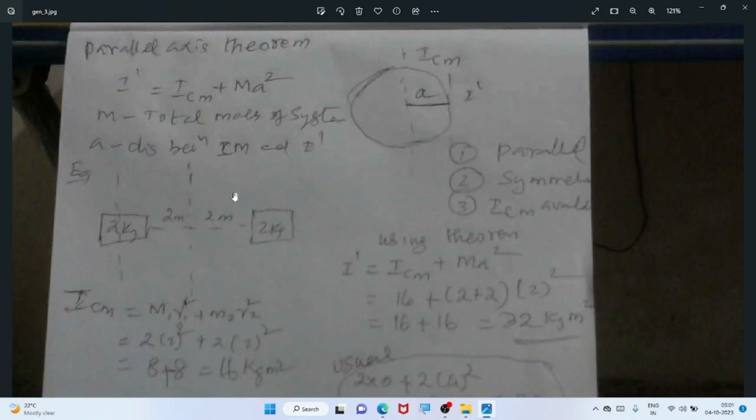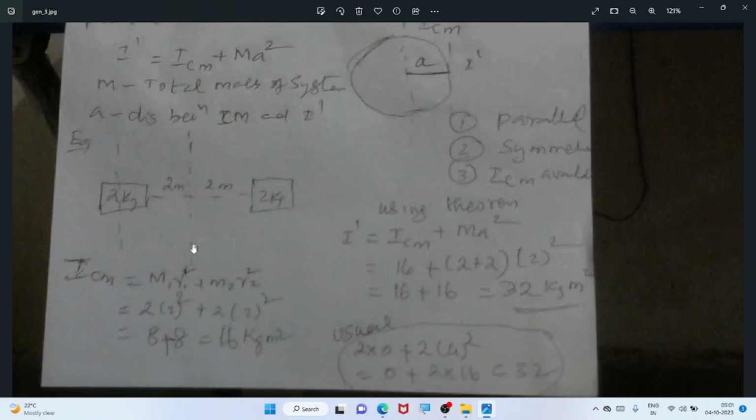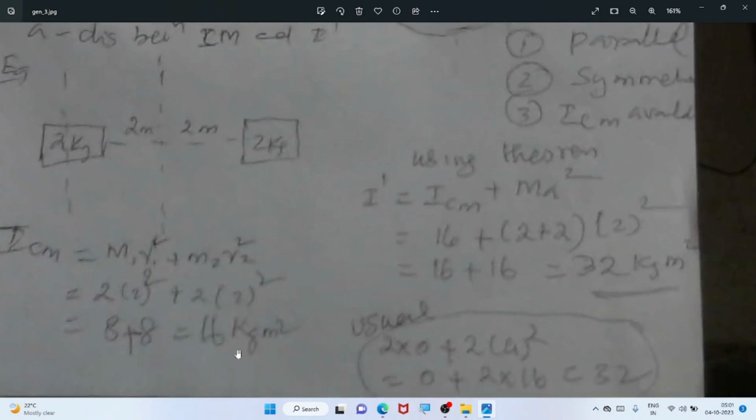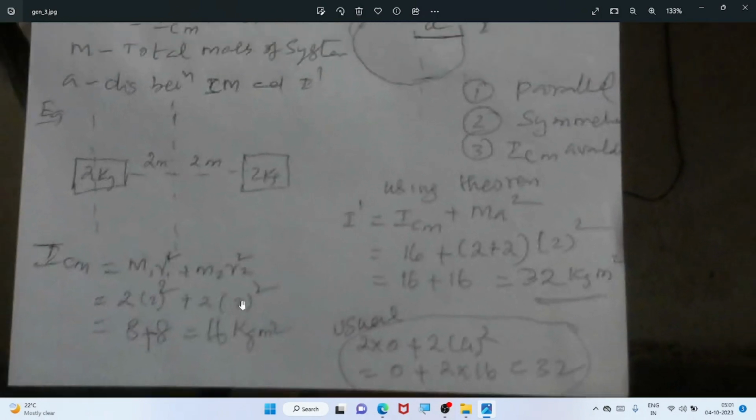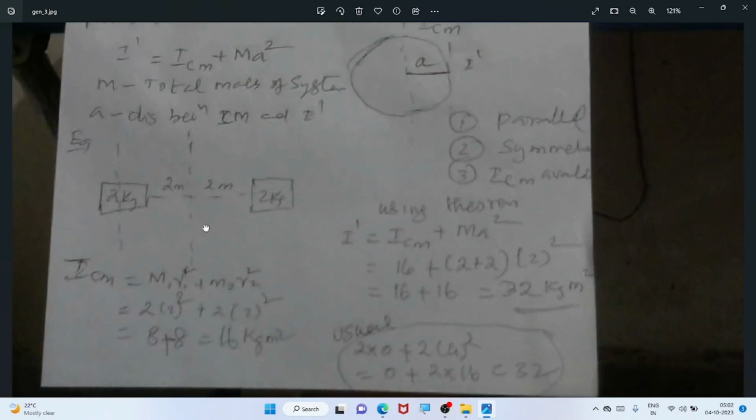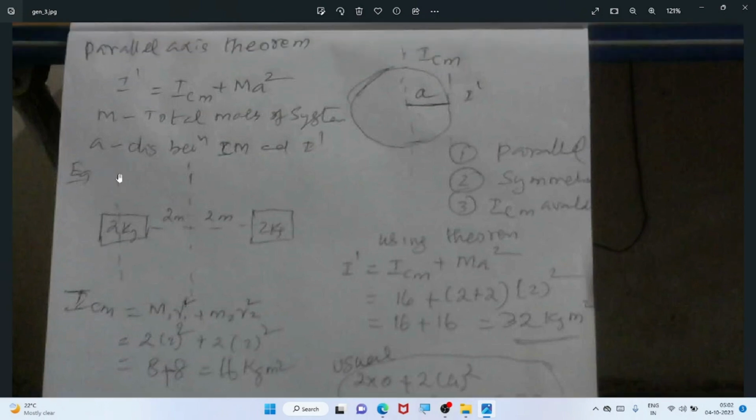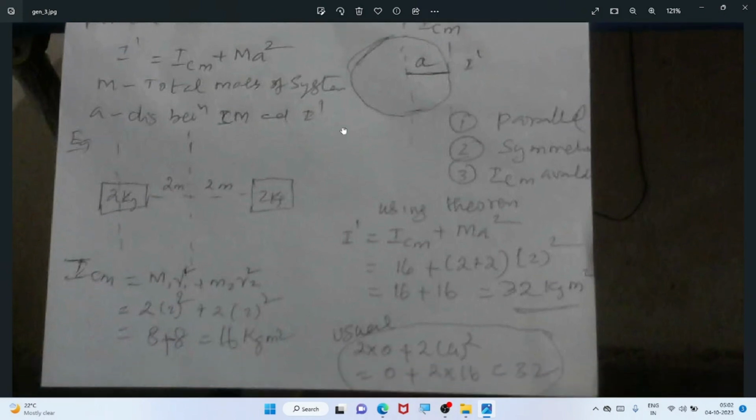So if you take an example, for this system there are 2 kg and 2 kg masses, each 2 meters from the center, and the moment of inertia is 16 kg meter square. To find the moment of inertia about this axis using the parallel axis theorem, we use I dash equals I_CM, which is this, plus MA square.